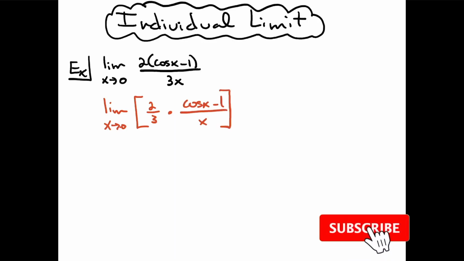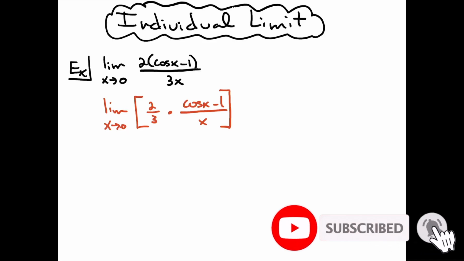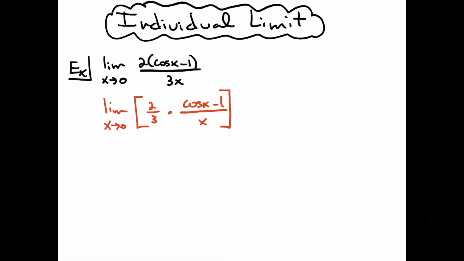If I separate this, then I can clearly see that this cosine x minus 1 all over x is a limit that we know. The product of the limits means that I can take each of them individually here, so I could add another step and do the limit as x approaches 0 of 2/3, and then times the limit as x approaches 0 of that cosine x minus 1 all over x.